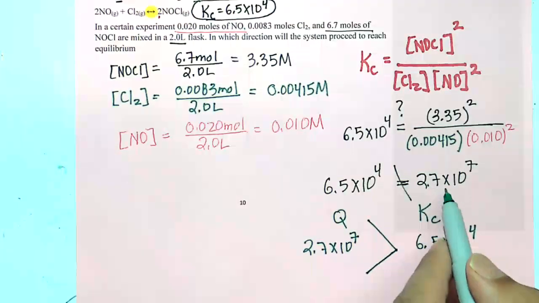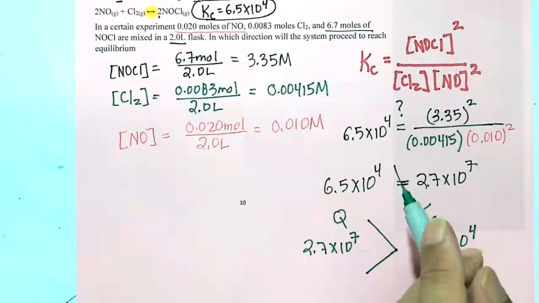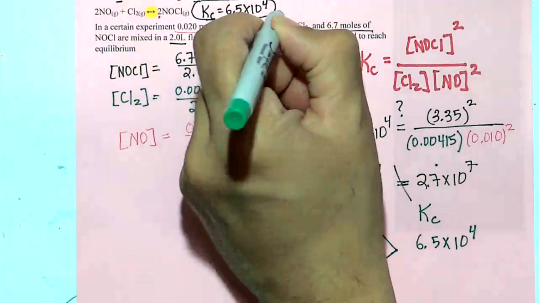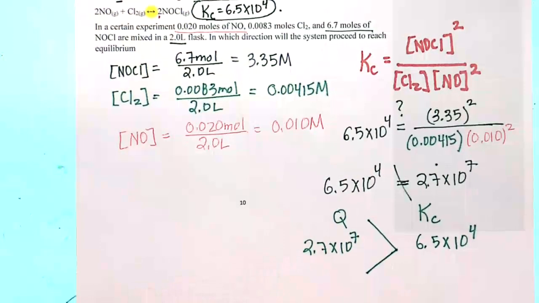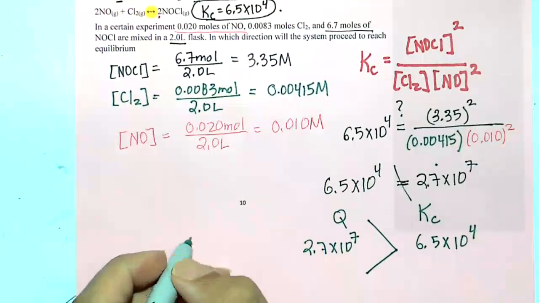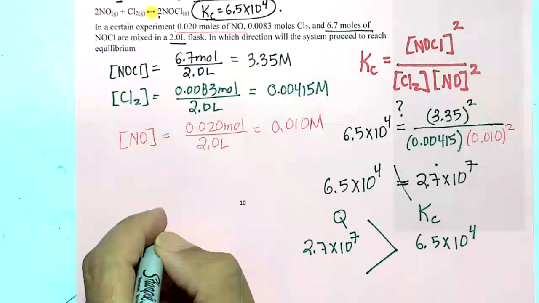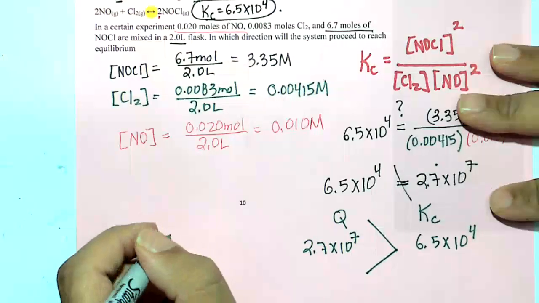So I put all this in. I got 2.7 times 10 to the 7th. It's not at equilibrium, so this will be my Q. K is given to us in the problem. And which way will the reaction shift to get to equilibrium? The reaction will shift to the left, to the reactant side. Very good.